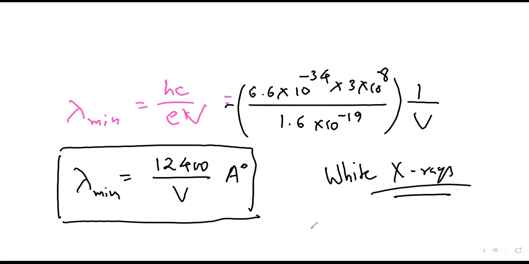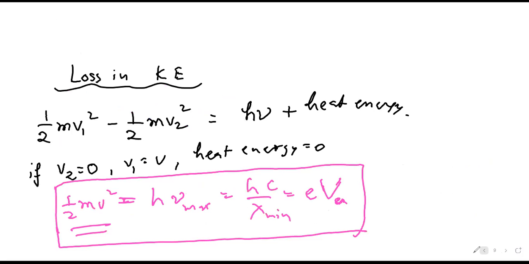Now, this is continuous because at every instant this v2 may be different, which means at every instant this frequency will be different. So tell me, if V is more, this threshold wavelength lambda minimum, will it decrease or increase? Is this V initial or final?